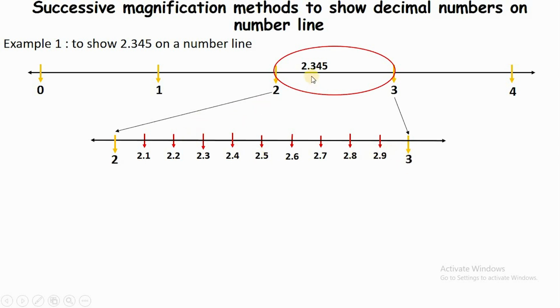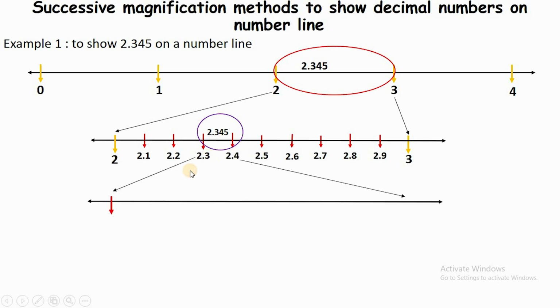So again we'll see that 2.345 lies between 2.3 and 2.4, since 2.345 is more than 2.3 and 2.345 is less than 2.4. So this lies between 2.3 and 2.4. Now we are going to zoom in on this portion of the number line, that is 2.3 and 2.4.